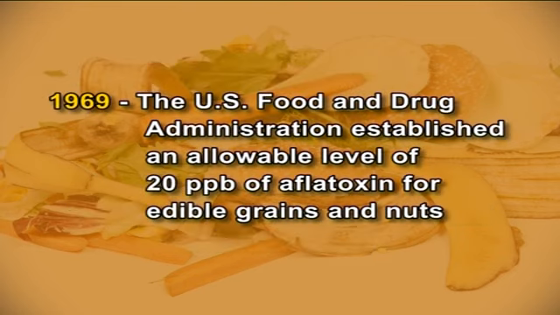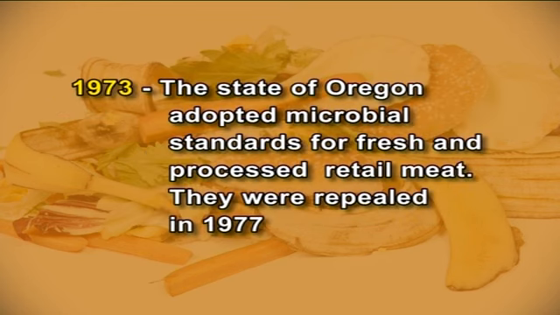In 1969, the US Food and Drug Administration established an allowable level of 20 ppb of aflatoxin for edible grains and nuts. In 1973, the state of Oregon adopted microbial standards for fresh and processed retail meat. They were repealed in 1977.